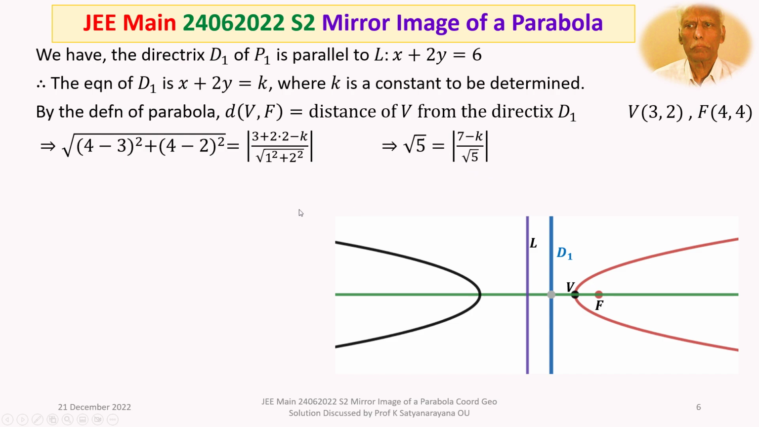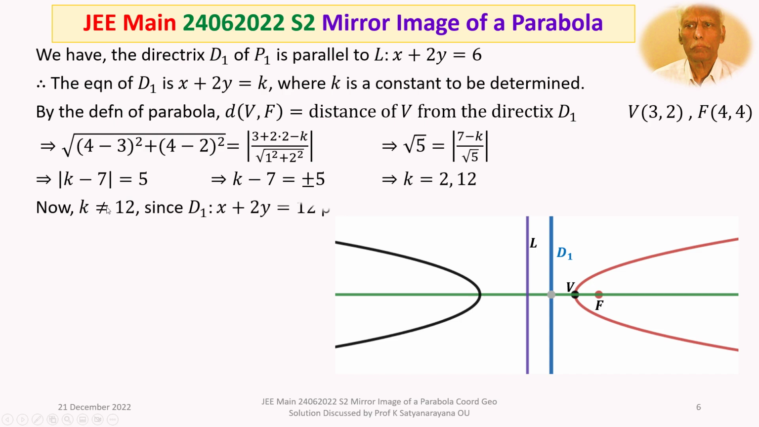Now cross multiply, we will get modulus of k minus 7 is equal to root 5 into root 5, that is equal to 5. That is, k minus 7 is equal to plus or minus 5. So then we will get the value of k is equal to 2 or 12. In this, we reject the value for k to be 12. Suppose you take k is equal to 12, then d1 will become x plus 2y is equal to 12.